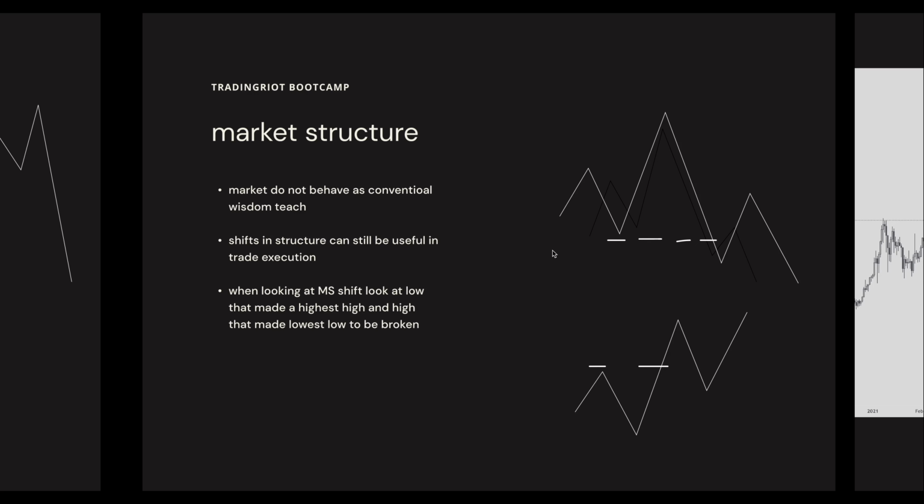If you take a look at any sort of textbooks, you always have these perfect higher highs and higher lows, and lower highs and lower lows in a downtrend.